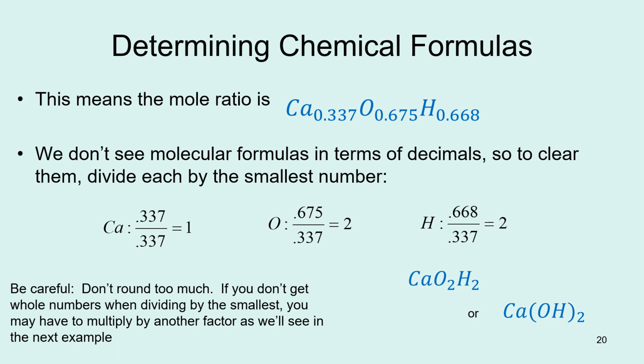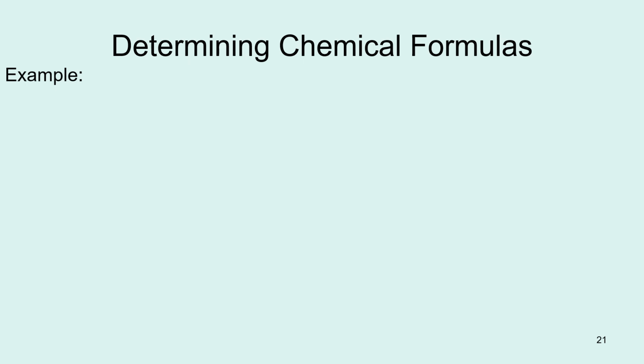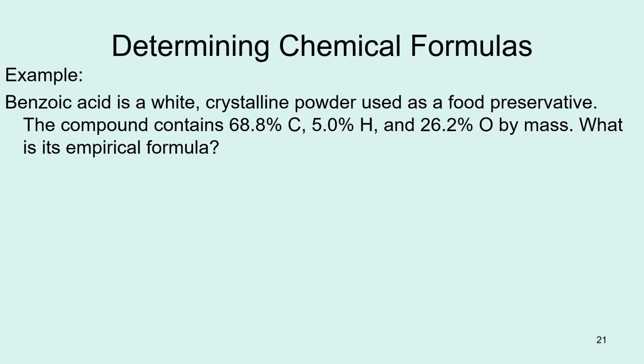The next example, you'll see you don't want to round too much because it could mess you up. So let's look at another example. All right, and two things I want to show you in this example. Benzoic acid is a white crystalline powder used as a food preservative. If you read some labels, you might see benzoic acid.